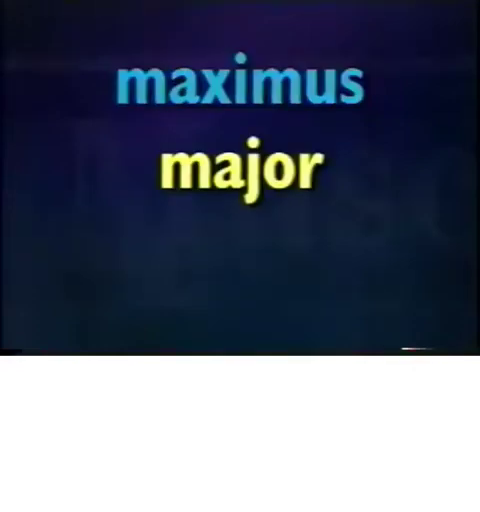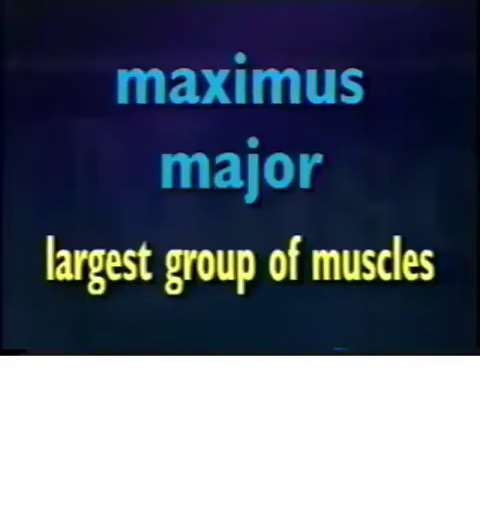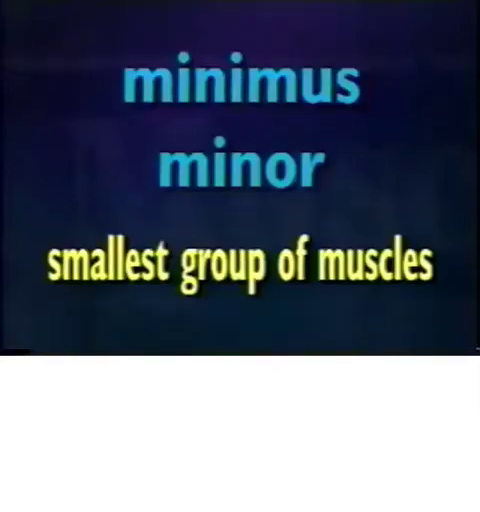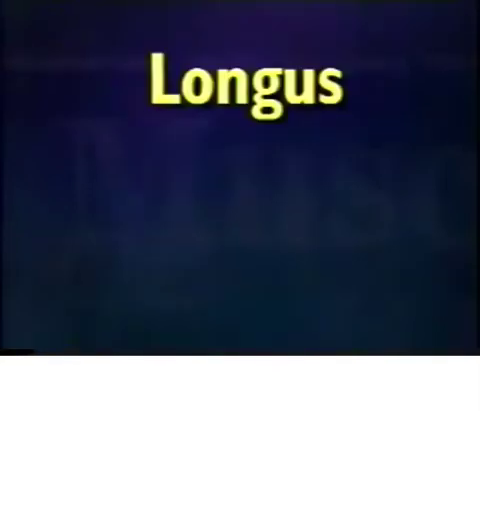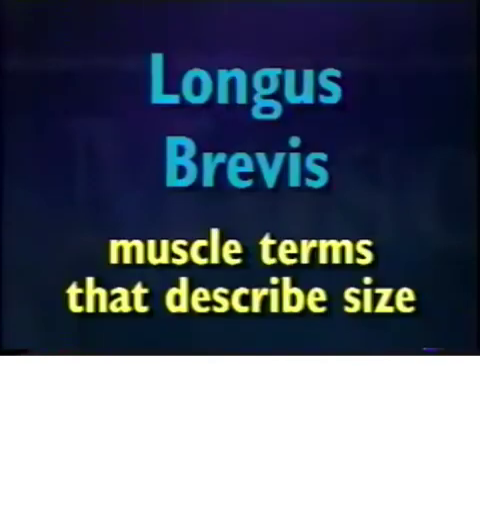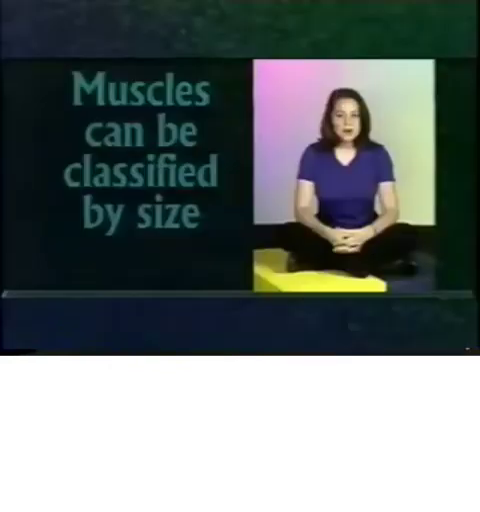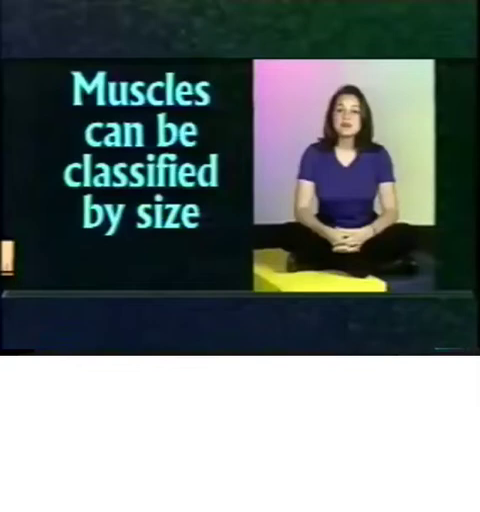Another way to classify muscles is through relative size. For example, the terms maximus and major refer to the largest group of muscles. On the other side of the coin, the terms minimus and minor refer to the smallest group of muscles. Longus and brevis are 2 other muscle terms that describe size. The term longus refers to the longest muscle in a muscle section, and the term brevis describes the shortest. You get the point? Muscles can be classified by their size, too.